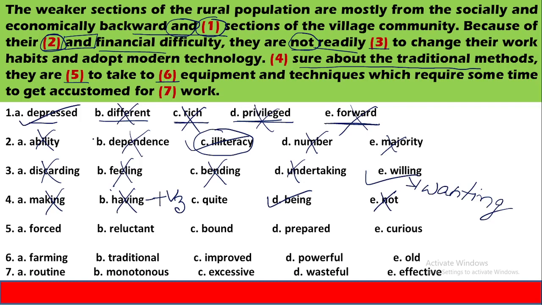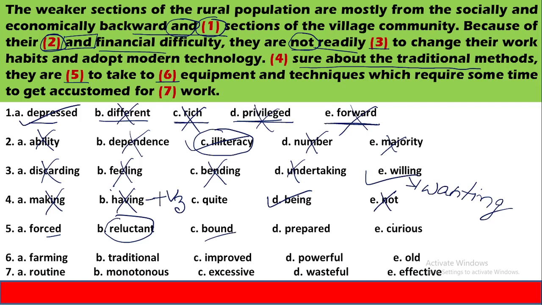Now look at the options: they are forced, they are reluctant. This is a very appropriate answer. Reluctant means unwilling, not wanting to do something. It means you are hesitant or unwilling to do something. That's why you are called reluctant. Forced and bound both give a similar meaning. Prepared, curious, and this is a positive word.